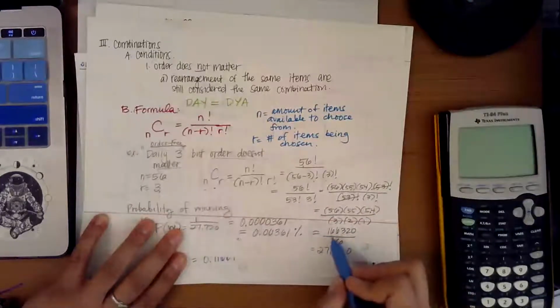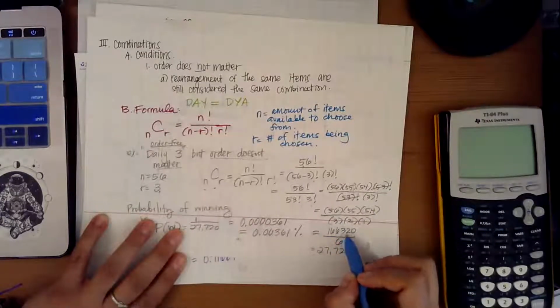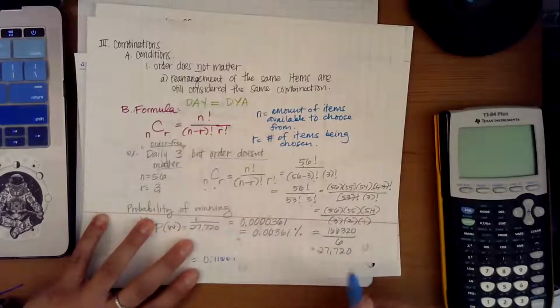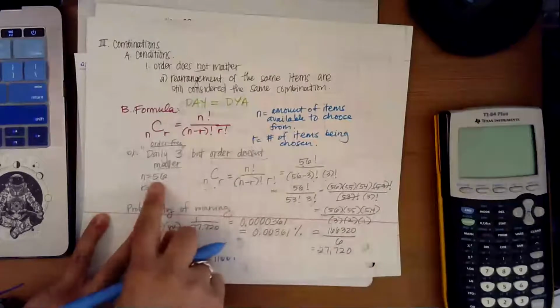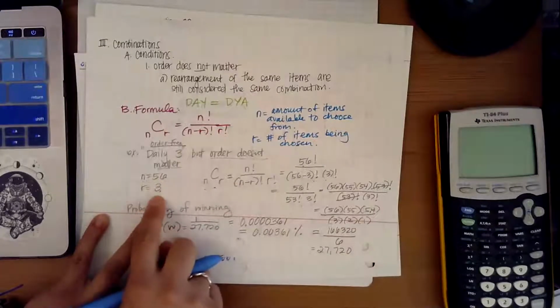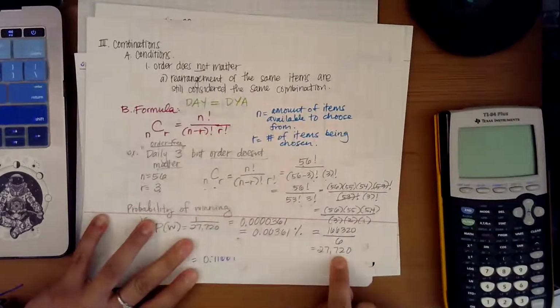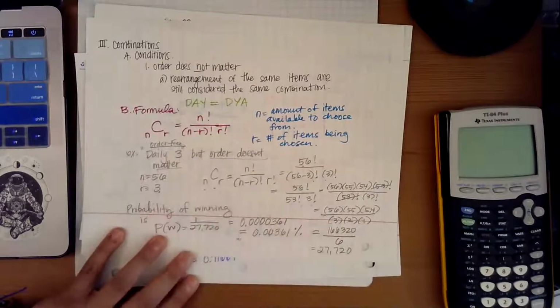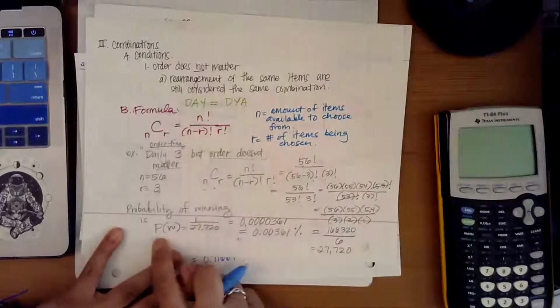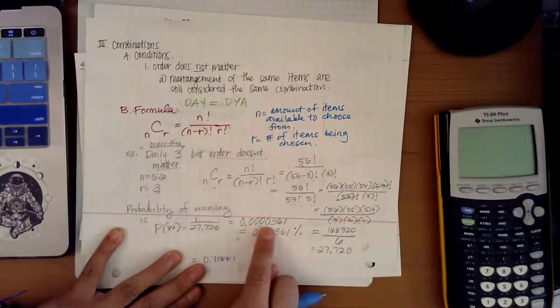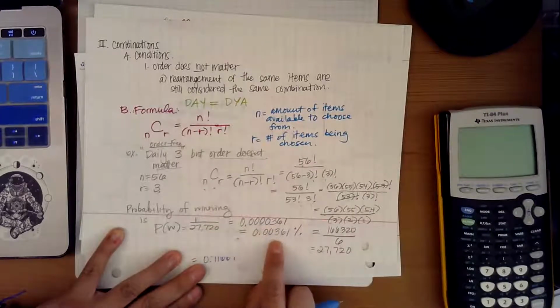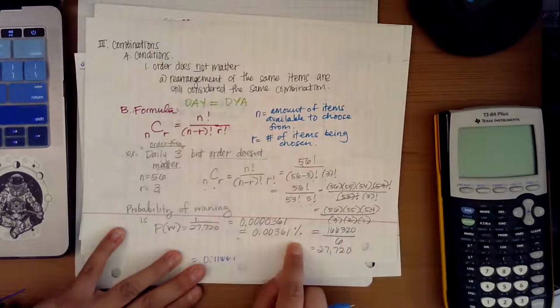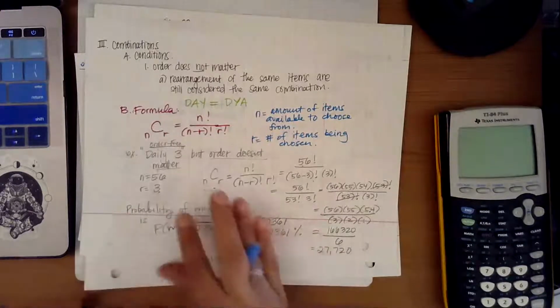This is equivalent to 166,320 divided by 6, which is 27,720. So from 56 numbers, choosing 3, there's 27,720 different combinations you can do. And if you just buy one lotto ticket, your probability of winning is this number right here, which converts into 0.00361%. So that's a very unlikely situation.